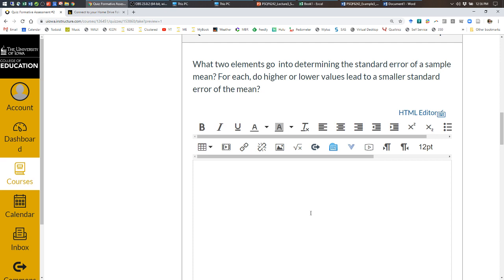So then if we want a smaller standard error, meaning more precision, do we want bigger N or littler N? Bigger. And if we want more precision, do we want big variance or little variance? Little. There you go. Good.